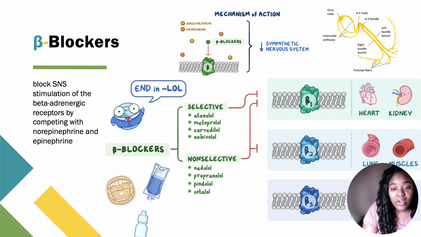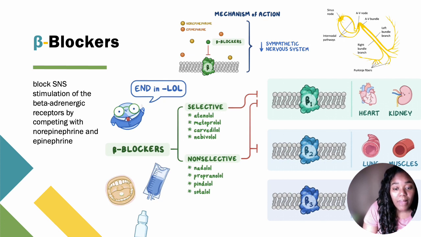In our top corner here, we have the mechanism of action. And as we can see, this green beta blocker is the drug, and it's competing for the spaces where norepinephrine and epinephrine would normally sit in this beta receptor. Normally our beta blockers end in "lol," so we have atenolol, nebivolol, carvedilol, metoprolol, propranolol. All of these are beta blockers because they end in lol.